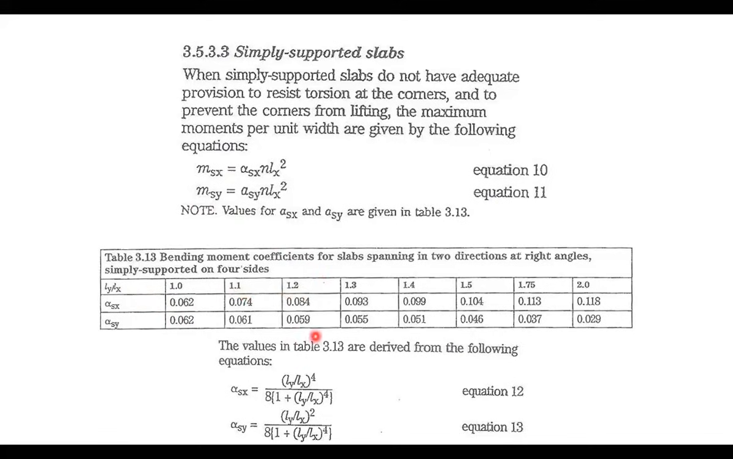Okay, if ly over lx is not exactly like 1.1 or 1.2, it's something in between, like 1.23 or 1.25, so you cannot get it directly from the table. In this case, you have two options. The first one, you can just use equation 12 and equation 13, substituting the values of lx and ly into the equations, and you will be able to get an exact value of alpha sx and alpha sy. Another method, you can get it by interpolation between the values before and after, and in this case, you will be able to get the values of alpha sx and alpha sy and substitute into equations 10 and 11.